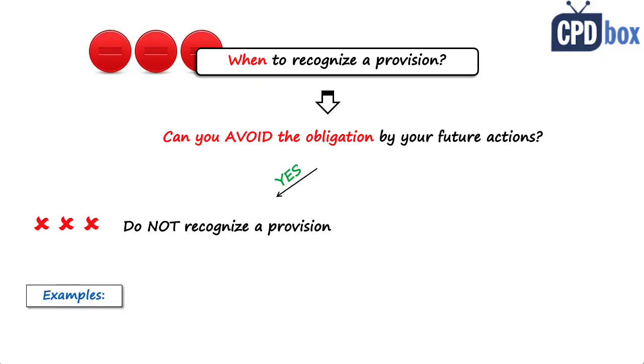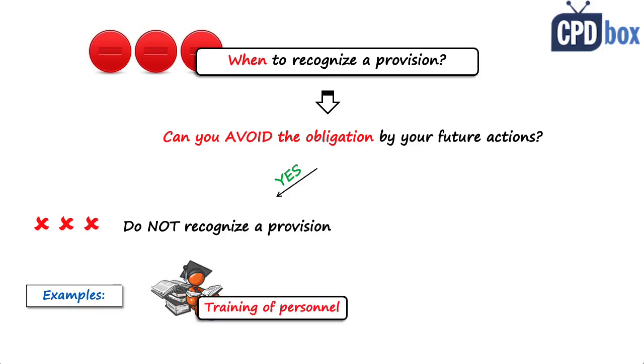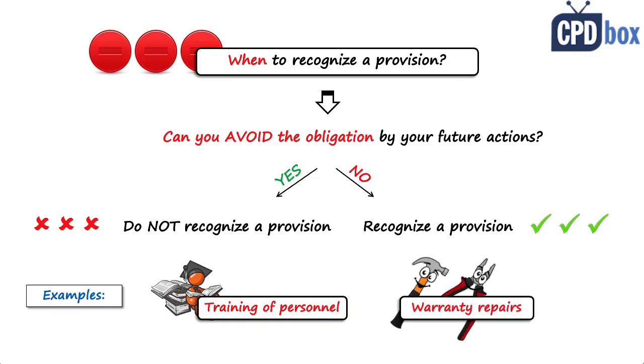For example, if government is introducing new laws and your company must train the employees to stay updated, your company may just decide not to continue in business or not to train personnel and thus avoid the expense. But if you really cannot avoid expenses by any future action, then you must make a provision. For example, if you promise warranty repairs when selling some products to your customers, then you must make a provision for expected costs associated with warranty repairs.